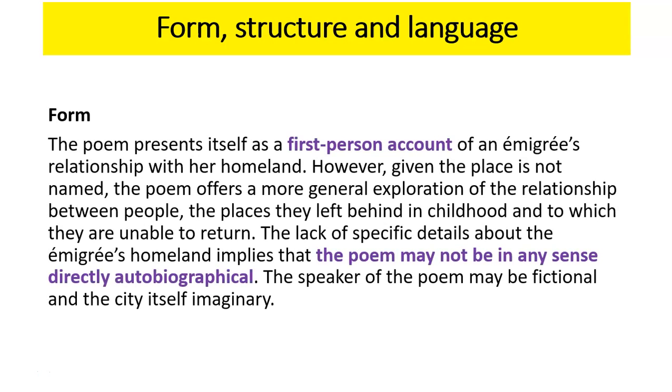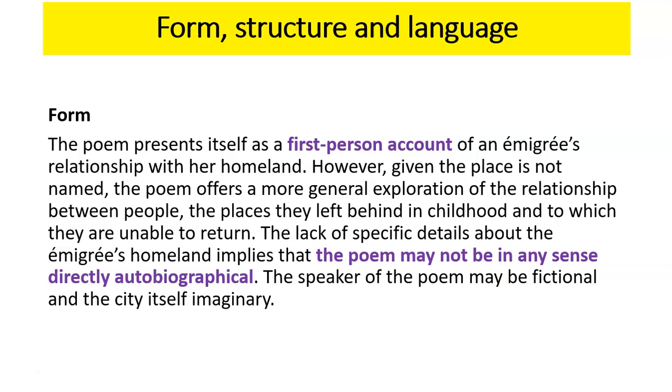Before we go through each stanza, let me just give you a few more notes on the form, structure, and language used in this poem. So the form, the main thing that you just need to remember here is that it's written in the first person. So it's first person narrative, and it's about the Emigree's relationship with her homeland and how she feels about the place that she's had to leave behind.